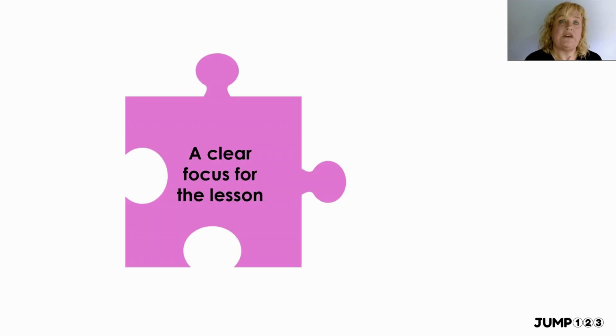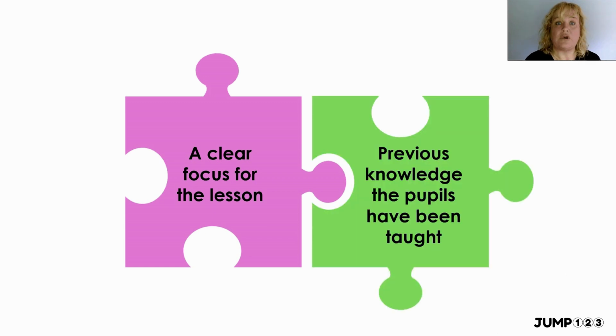Now, something that this 1, 2, 3 method needs is two things. First of all, you need to have a good idea of the clear focus for the lesson, and secondly, you need to know about the previous knowledge that the students have been taught. Now, this is not new news to any teachers out there. It's something that we already have in our heads when we are planning our lessons. We know what we want the lesson to do, and also what the students have already done previously with us or with another teacher if it's from a previous year.